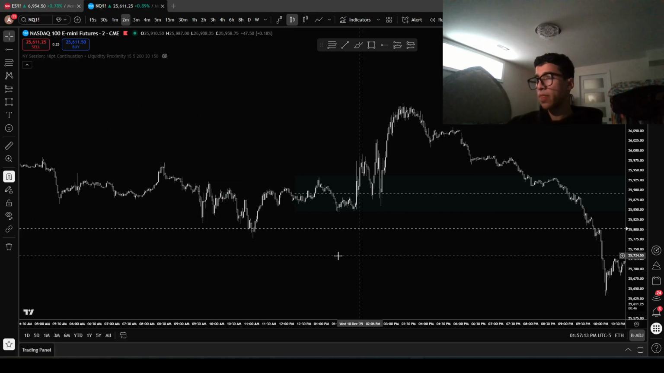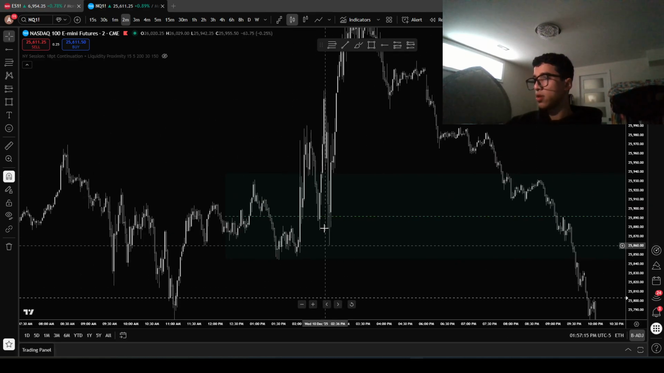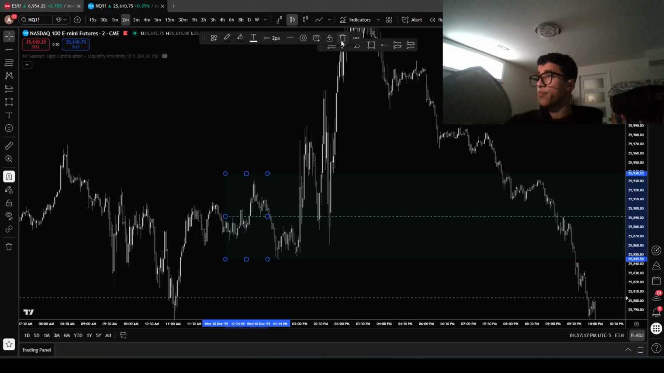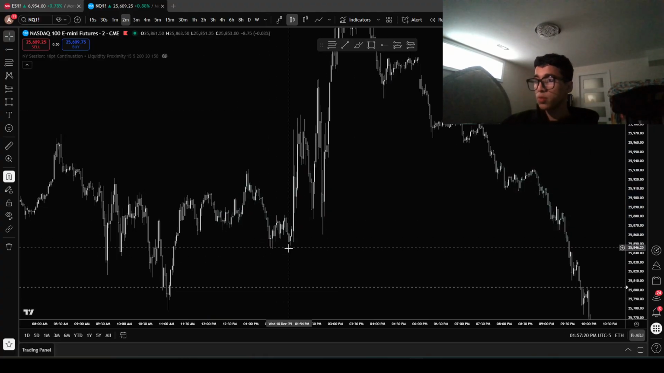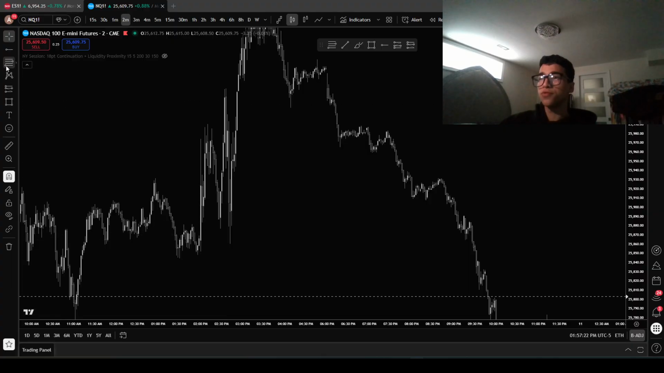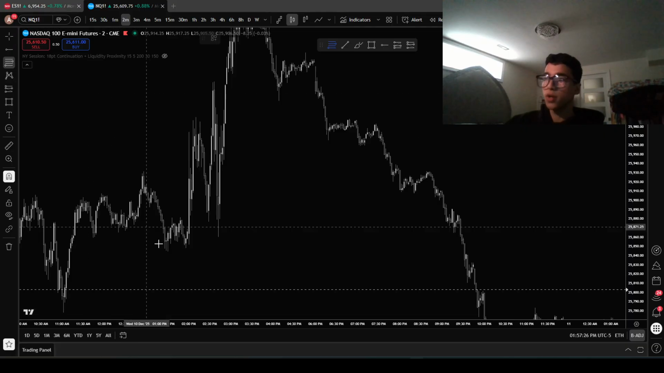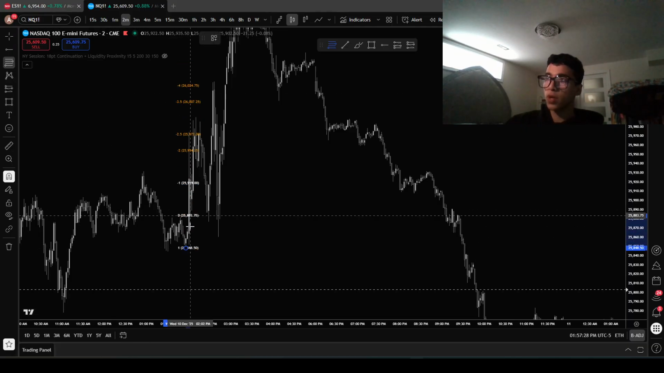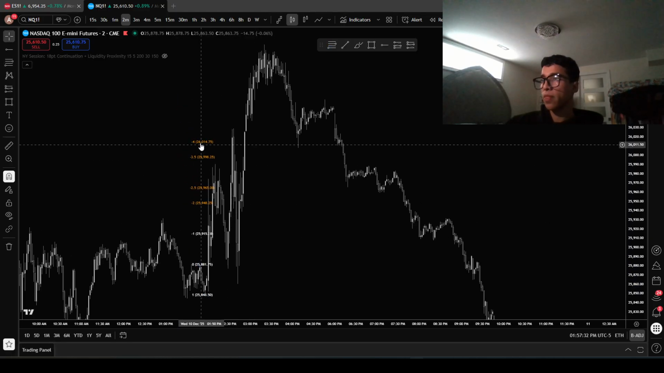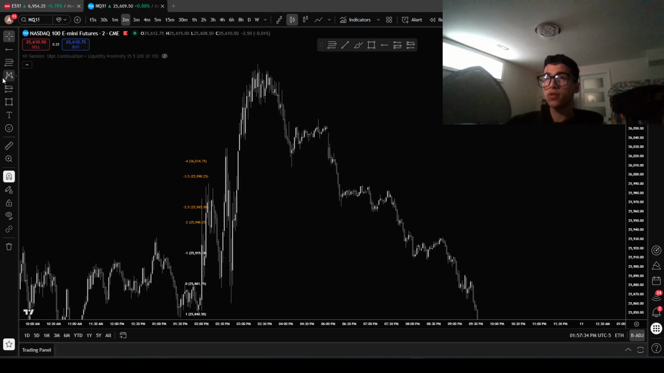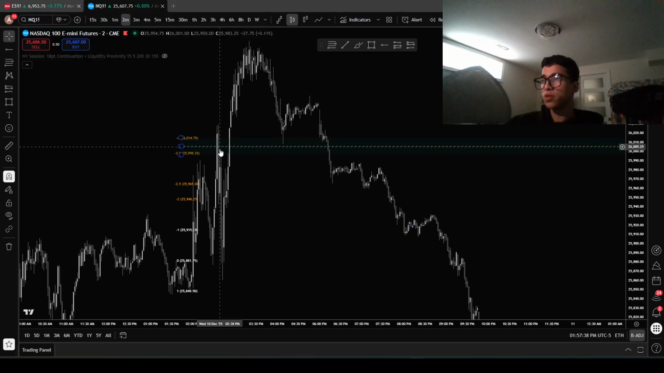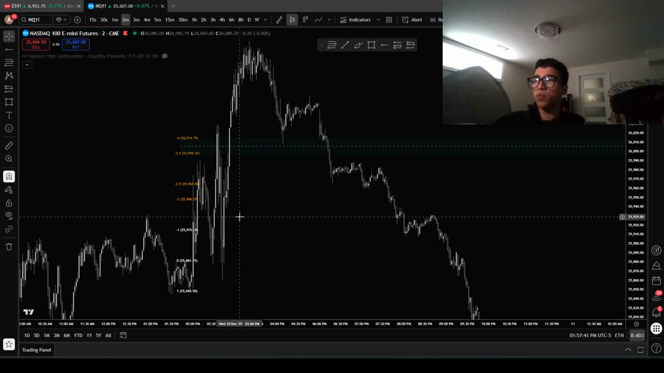All right, here we have accumulation, last manipulation leg, so the sort of distribution. Obviously I don't have any leg to choose here, so I would do it this way. Draw my standard deviation. We have -4. Look, price came here, we rejected from it, then dumped, then went back up.